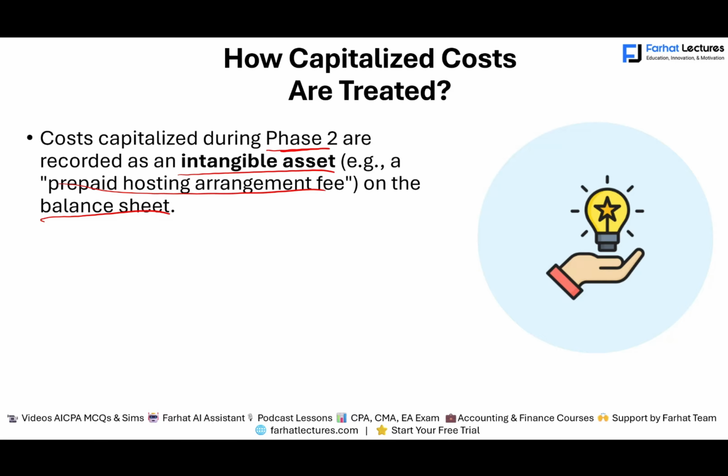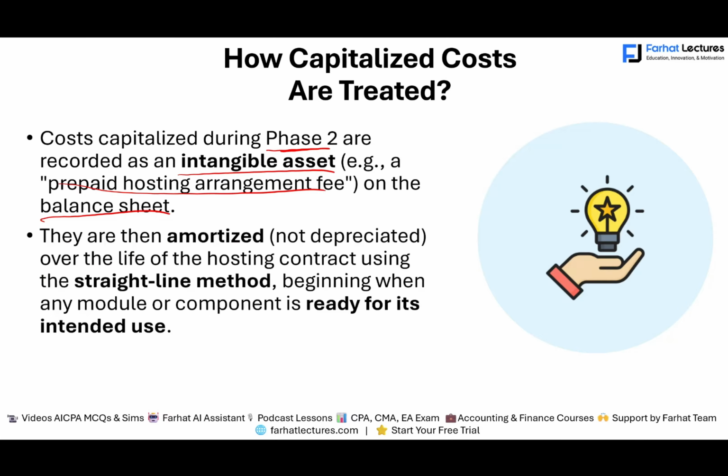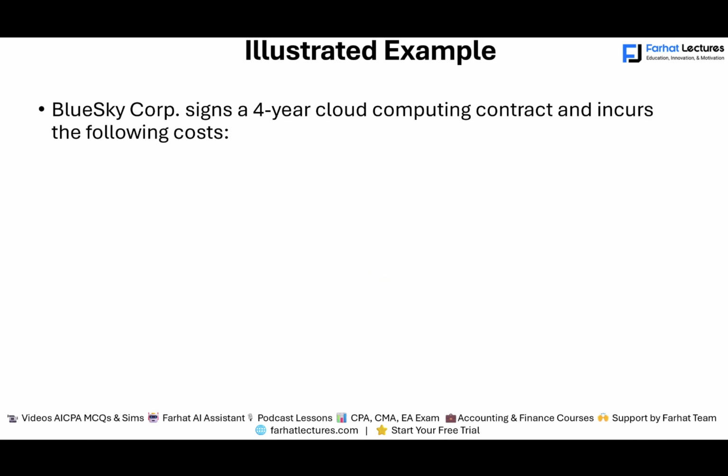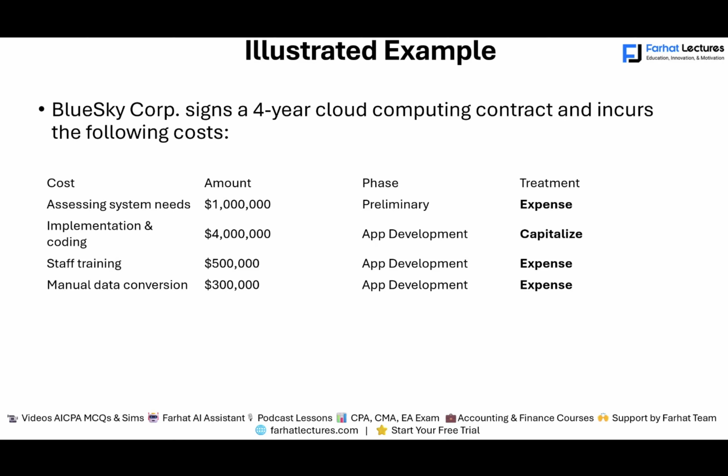Great. What do we do with those? We are going to amortize them because they are intangible assets, not depreciation, amortize over the life of the hosting contract using the straight line method, beginning when any module or component is ready for its intended use. Just basically we amortize intangible assets. Pretty straightforward. So let's look at this example. Blue Sky signs a 4-year cloud computing contract and incurs the following costs. $1 million for assessing system needs, that's preliminary, expensed.